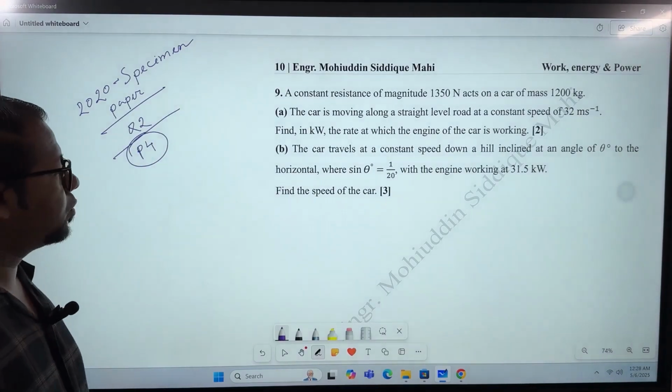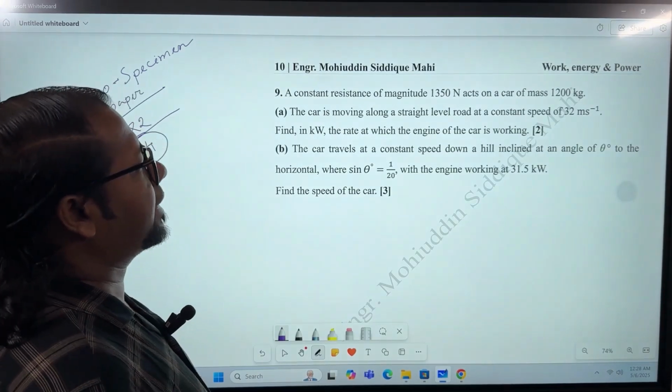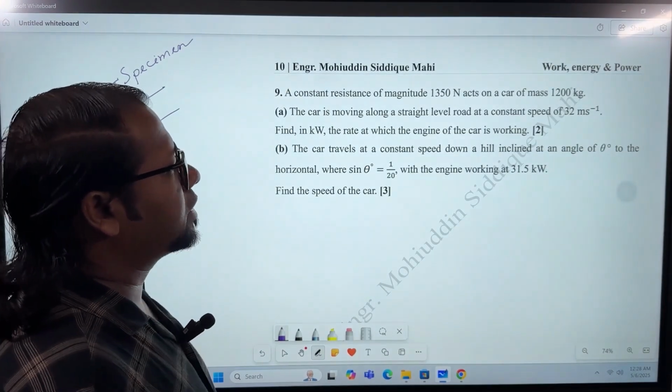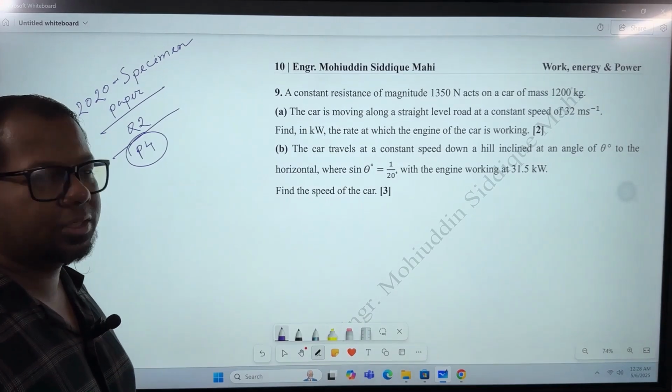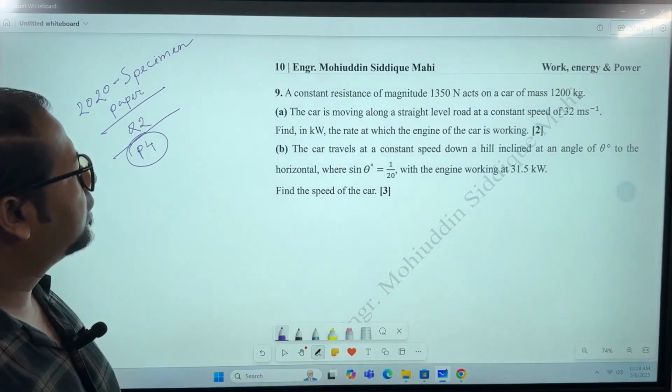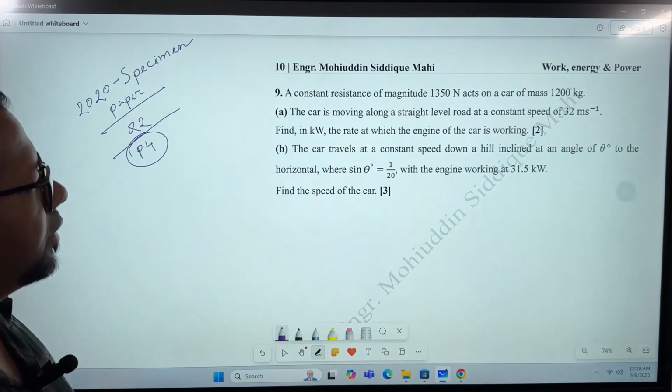So let's go through the question first. A constant resistance of magnitude 1350 Newton acts on a car of mass 1200 kg. The car is moving along a straight level road at a constant speed of 32 meters per second. Find in kilowatt the rate at which the engine of the car is working.